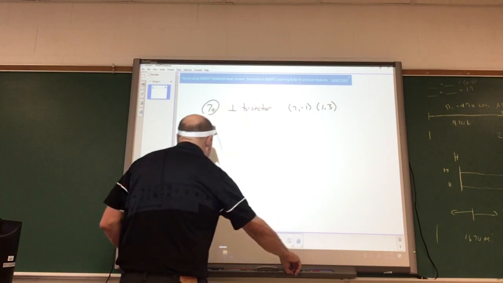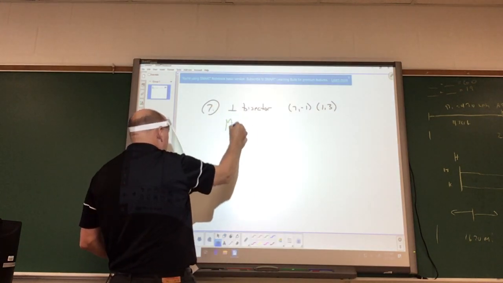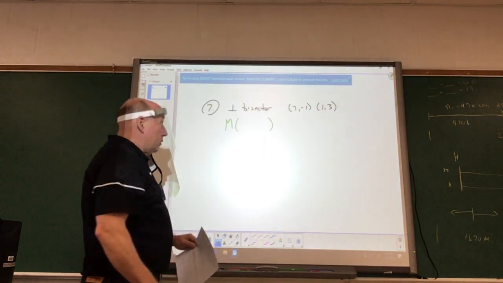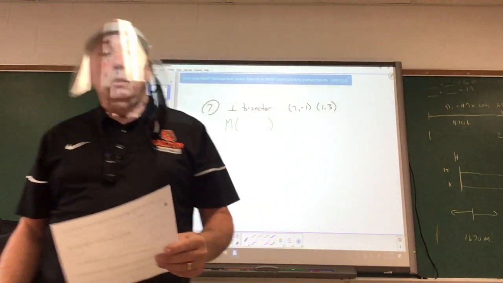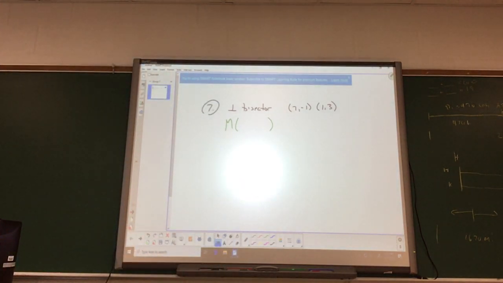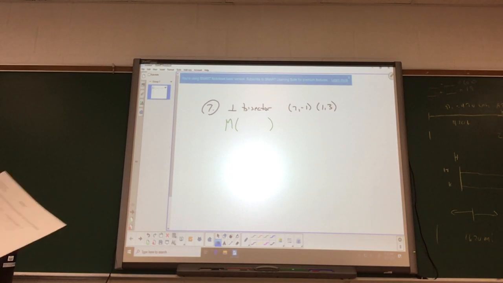So if you've not done it, do it. What is the midpoint of these 2 points? What is your midpoint? And this stretches you back to, okay, how do we deal with the midpoint? How do I determine what a midpoint is?